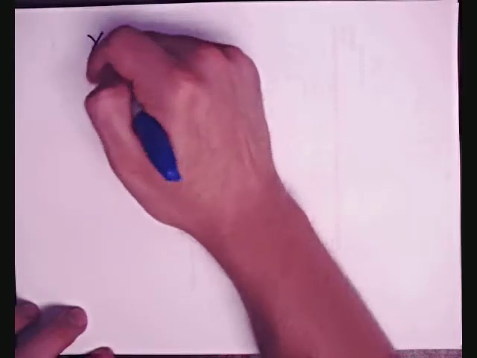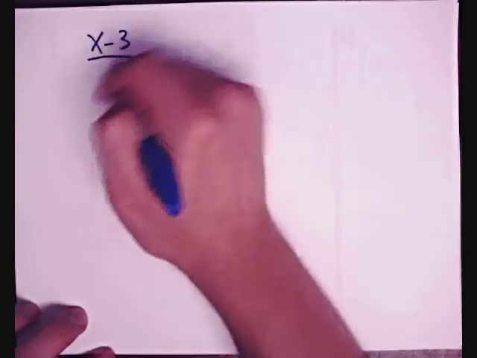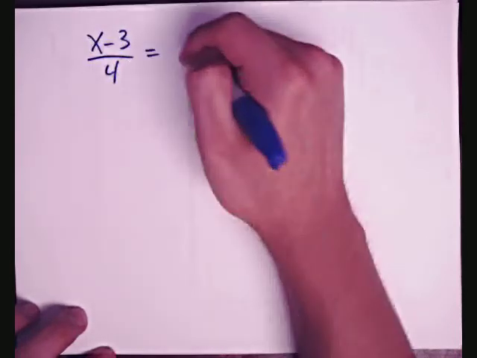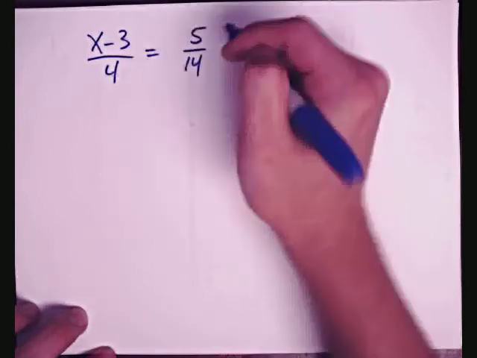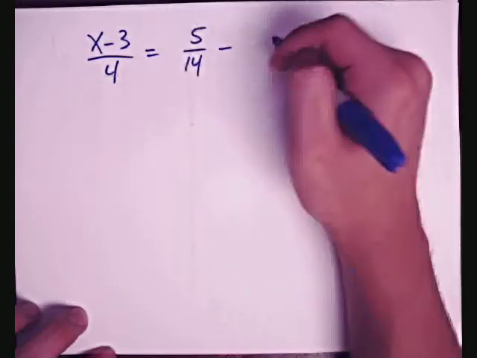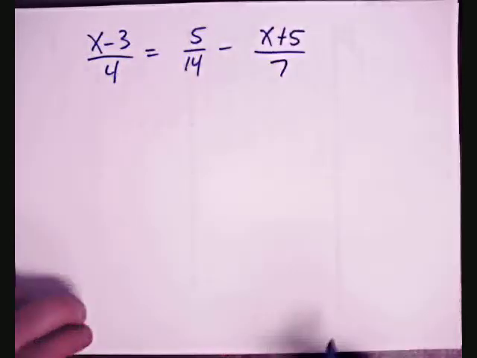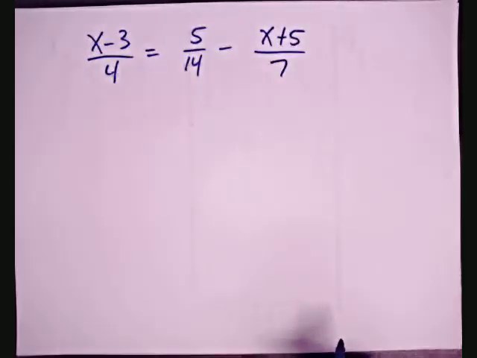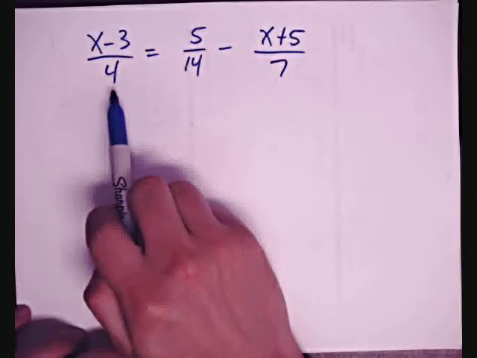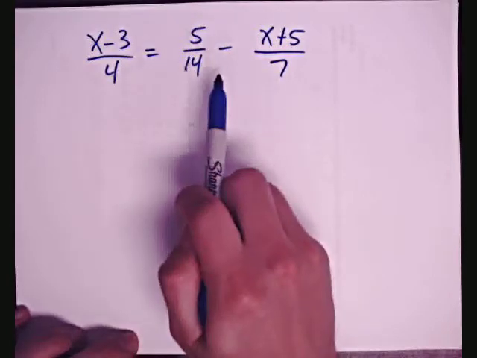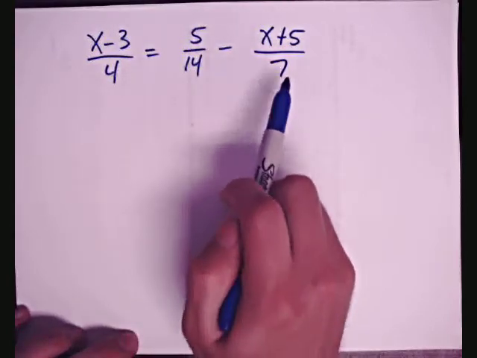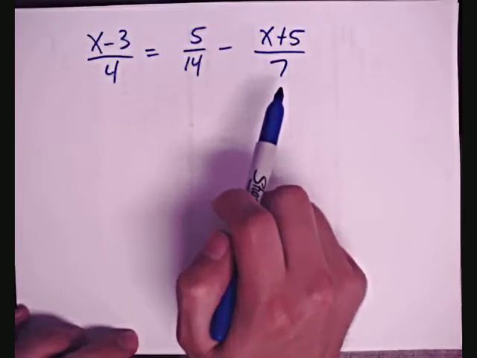So if we take the example number 2, x minus 3 over 4 equals 5 over 14 minus x plus 5 over 7. Okay, we've got fractions here. So again, the first thing we want to do is eliminate those fractions using the least common denominator. So I want to look at my denominators, 4, 14, and 7. And we want to come up with the smallest number that those all divide into.